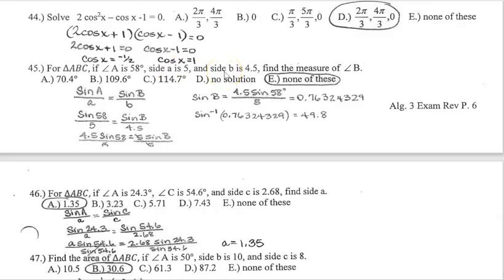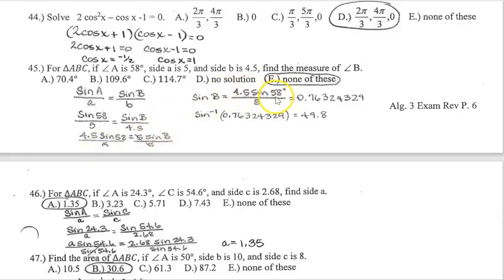The other piece I have is side B, and I'm trying to find angle B. So I'm going to set sine A is to A as sine B is to B. Let's plug in the three things that we know, and then we can cross multiply. So I'm going to do 5 times sine B is equal to 4.5 times sine 58. Now I need to get sine B by itself, so I'm going to divide both sides by 5. So I've got sine B is equal to this value.